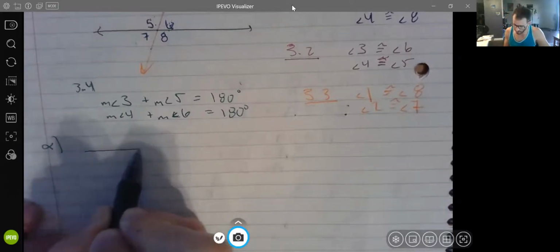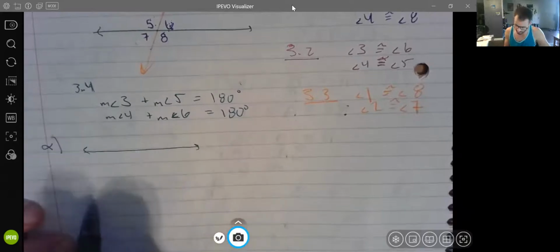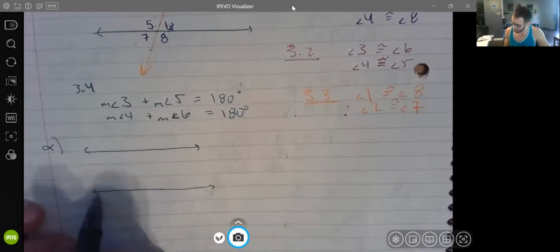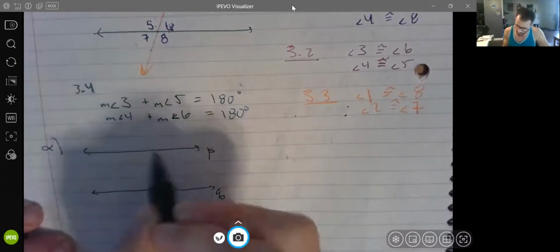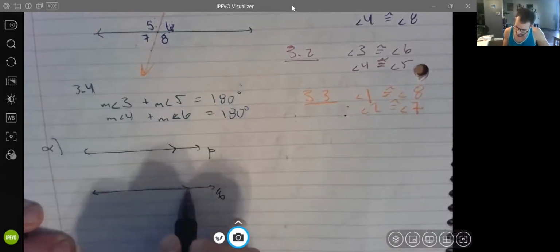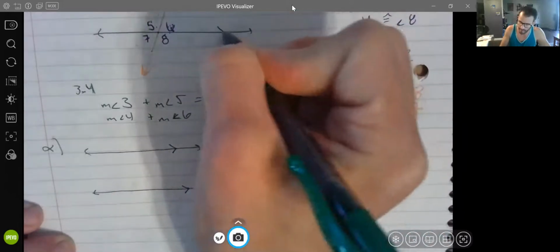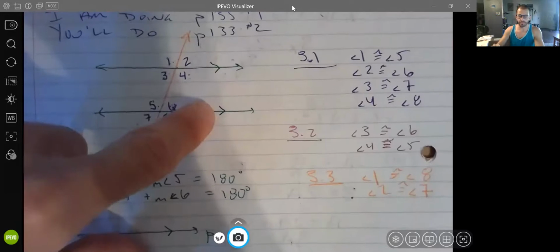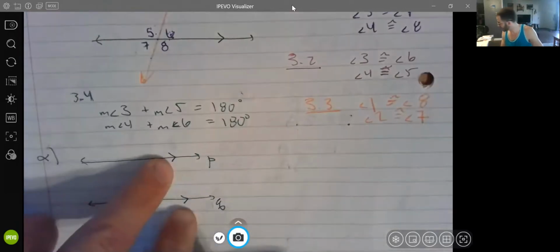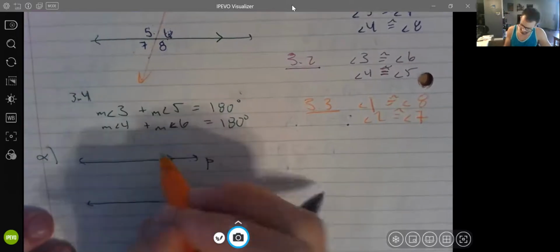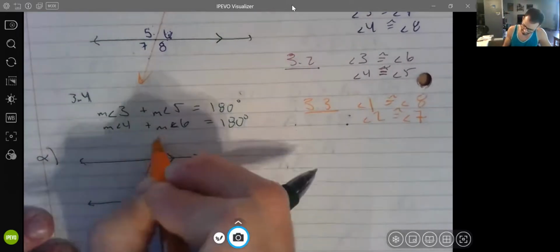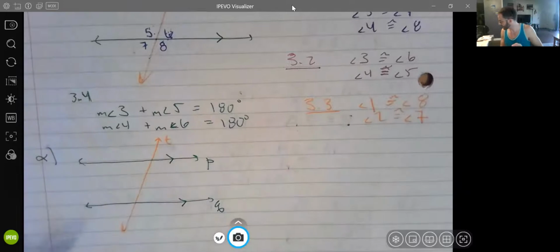Oh, and there's one important thing I forgot to do in my notes. We're going to draw parallel lines P and Q. How do we know they're parallel? We have to put arrows going in the same direction. Do that up there in my notes. Add them over here. Okay, parallel lines. And we're going to have a transversal that we're going to call T.